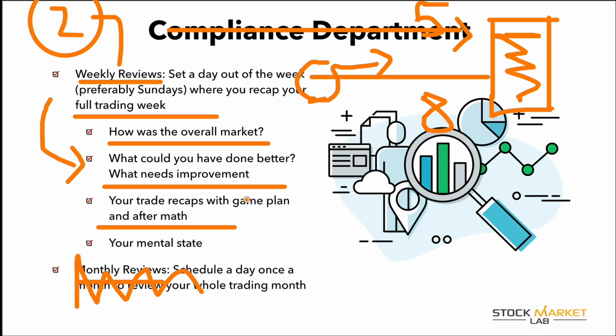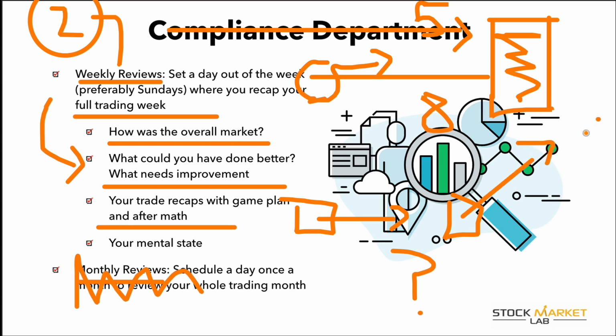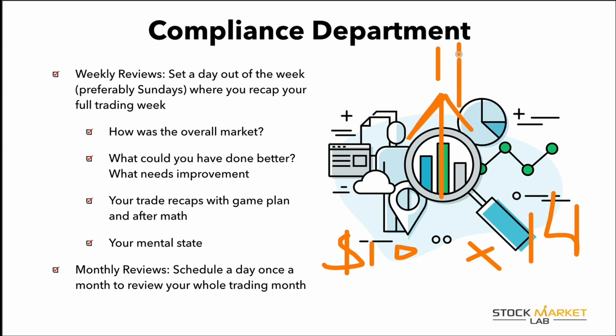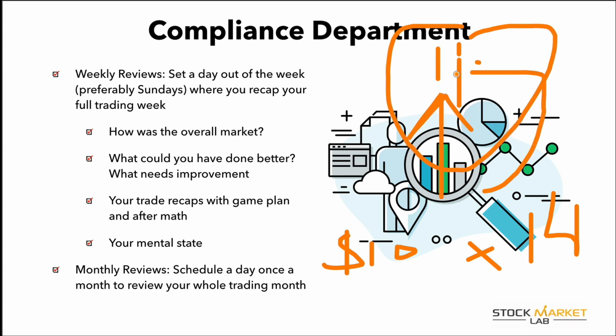Your trade recaps with the game plan and an aftermath. What was your game plan last Sunday for the following week? What did you follow? What didn't you follow, and why? Now, all the trades you took, what happened with them and why? If your plan was to enter a trade at 10 and exit at 14, and you exited in reality at 11, why did you exit at 11? What happened after you got out? These are things you need to ask yourself.